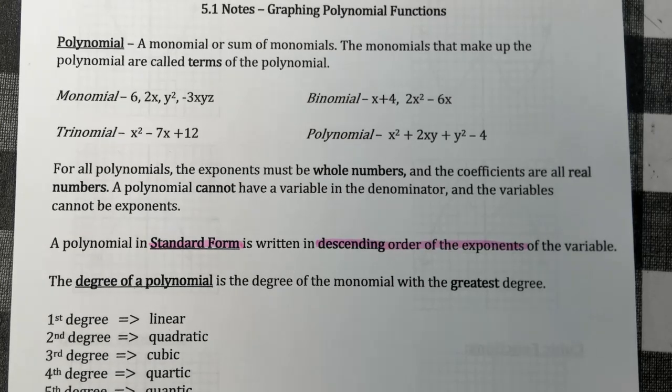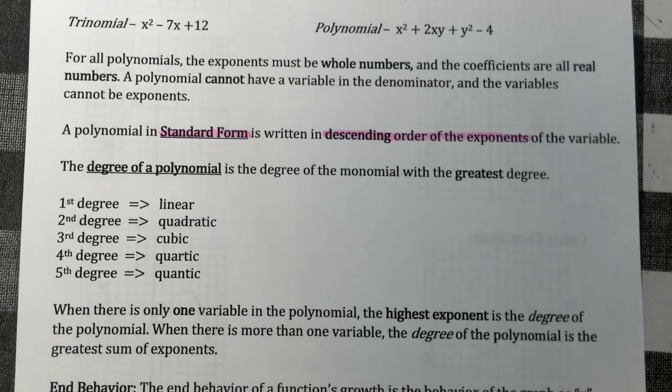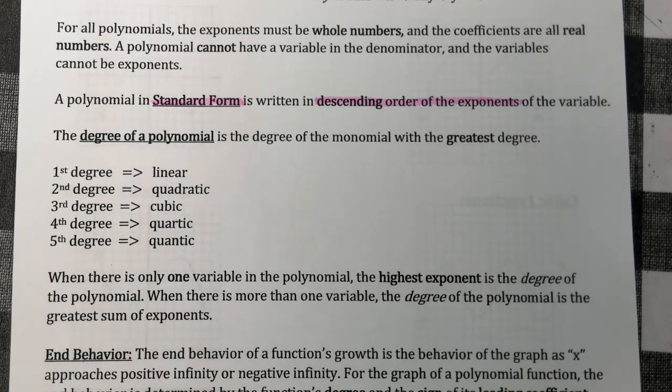Especially in 5.2, when we are doing our operations of polynomials, you're going to want everything in standard form. The degree of a polynomial is based off of your highest exponent in standard form. If you just have a first degree, that's linear, second is quadratic. Y'all know that so far. If you have x cubed, that's a third degree, and that's cubic. Fourth degree is quartic, fifth degree is quintic. After that, we just say seventh degree polynomial. We don't use any actual vocabulary for that.